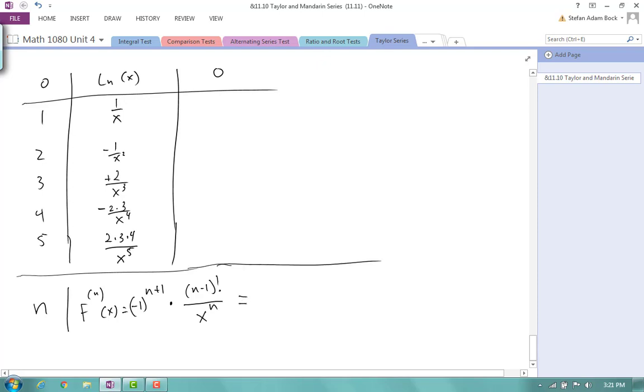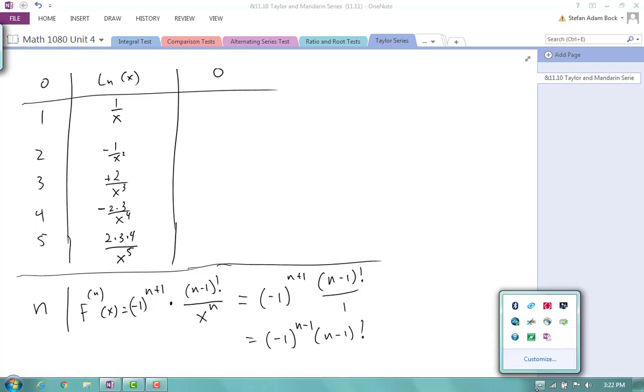If I were to evaluate this function at 1, I'm going to have negative 1 to the n plus 1 times n minus 1 factorial divided by 1. Or I could rewrite this as negative 1 to the n minus 1 times n minus 1 factorial. So let's see if this fits over here.